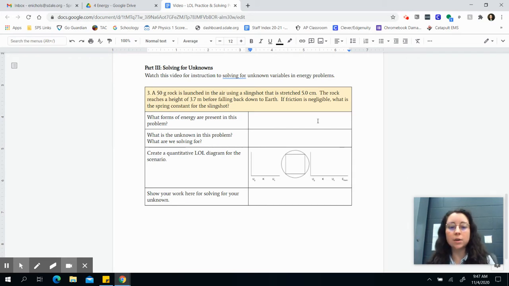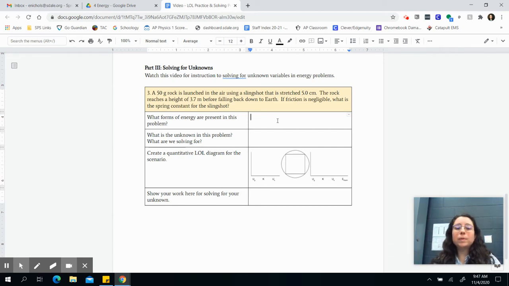So here's our scenario. A 50-gram rock is launched in the air using a slingshot that is stretched 5 centimeters. The rock reaches a height of 3.7 meters before falling back down to Earth. If friction is negligible, what is the spring constant for the slingshot? Okay, so let's list off some forms of energy that we see, and then we'll make an LOL diagram and roll with it.